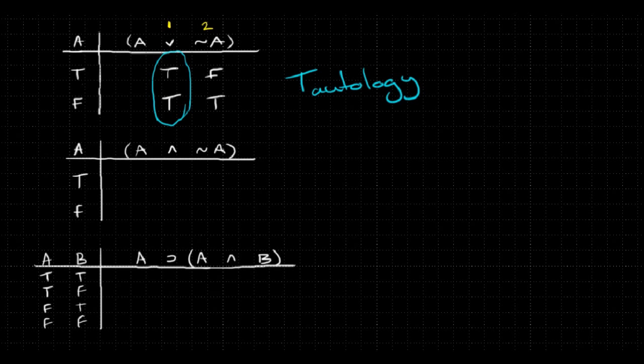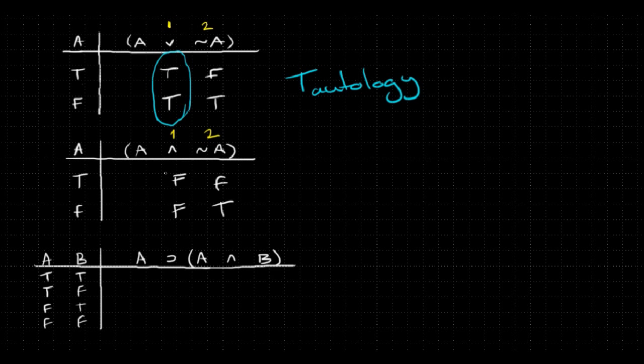Okay, let's have a look at the next one. A and not A. Again, order of our operations. This is going to be the main operator. Then the negation is subordinate to it. So we do the negation first: false, true. And then the rule for and is true when they're both true. So true, false is going to be false, and false, true is going to be false.